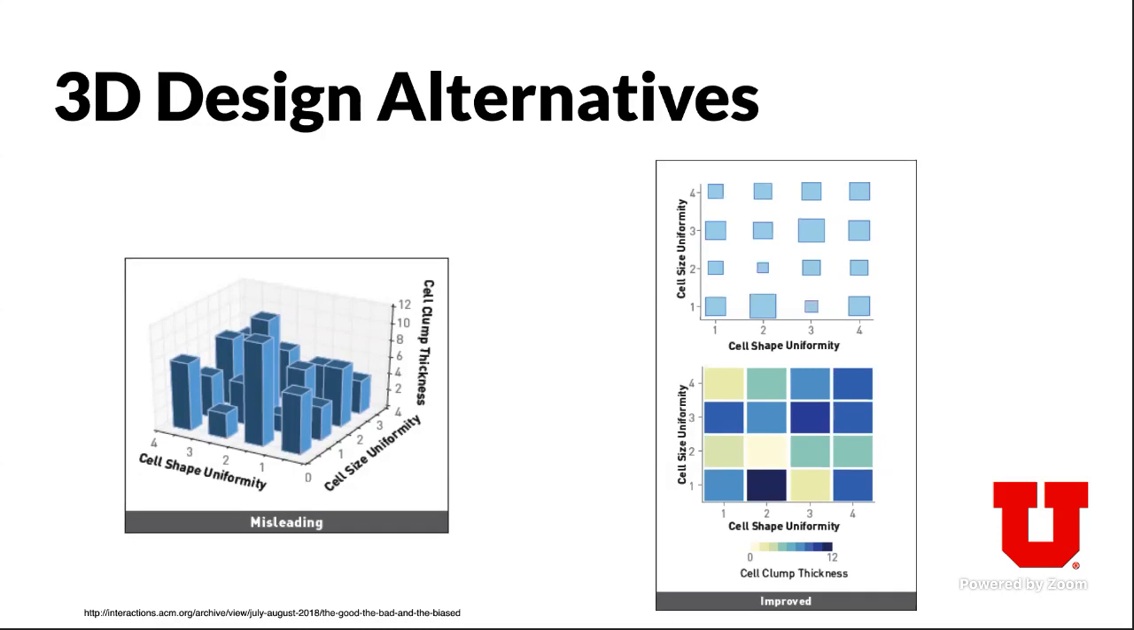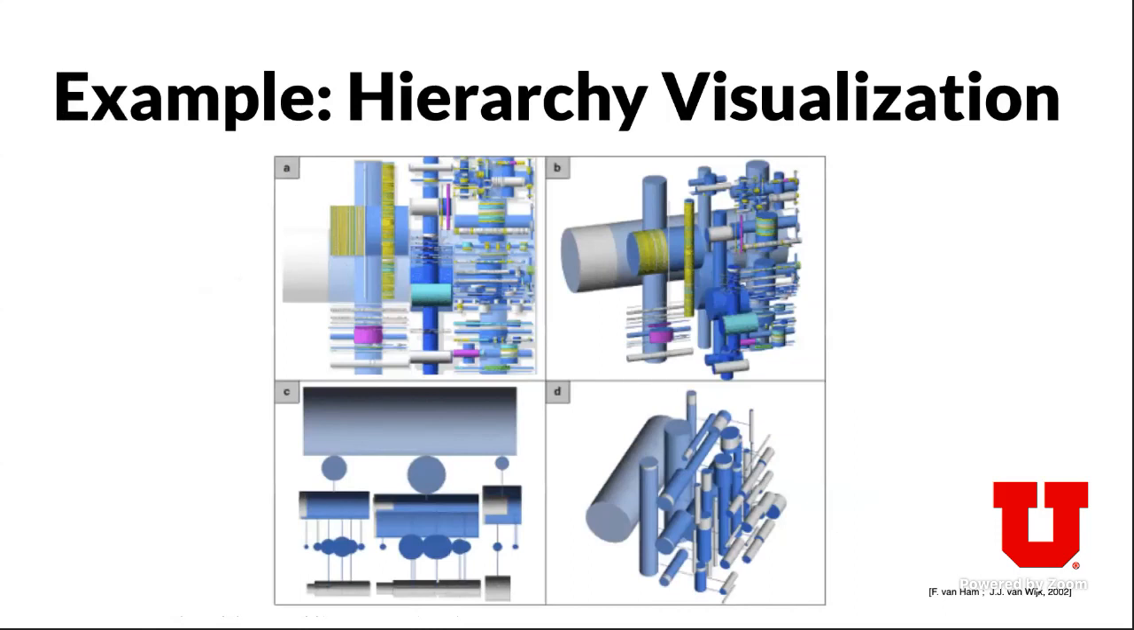If you have data on 3 dimensions, and I don't mean 3 spatial dimensions, but 3 discrete dimensions, like here we have cell shape uniformity, cell size uniformity, and cell clump thickness in a 3D bar chart. It's really hard to tell what these values are, right? There would be alternative representations with the size of the squares or with color, and that would just be a better alternative approach to these 3D bar charts.